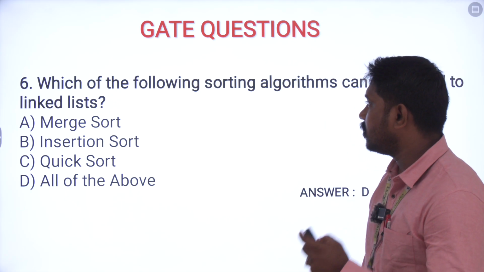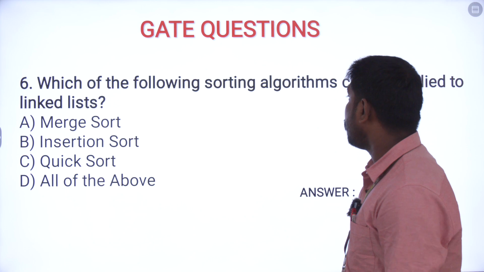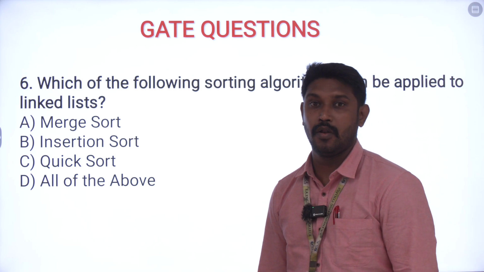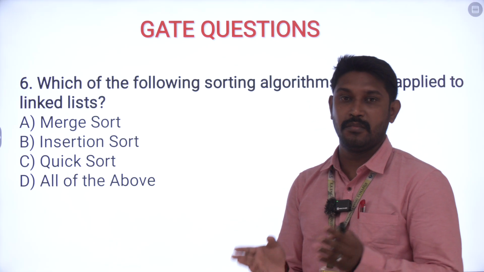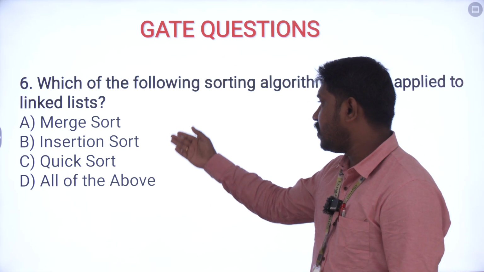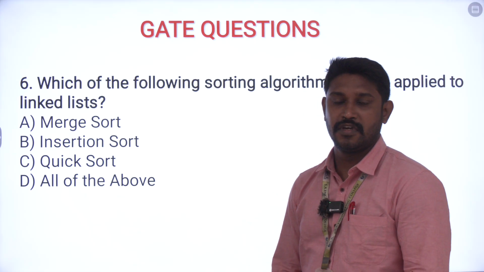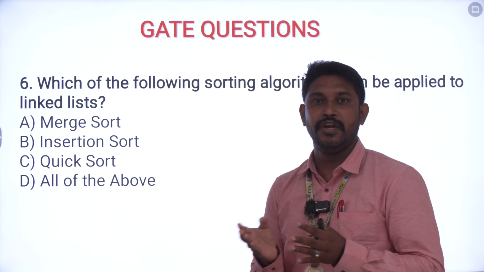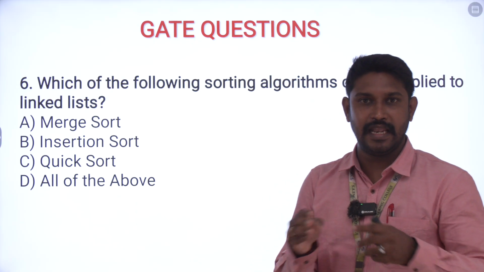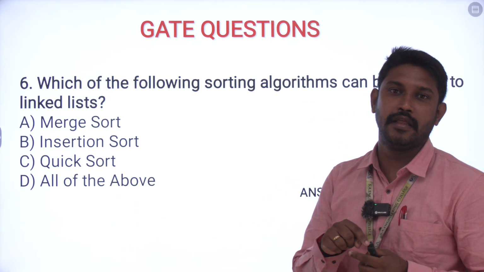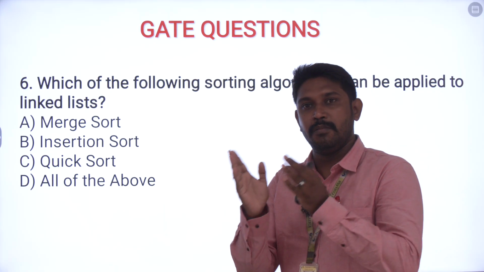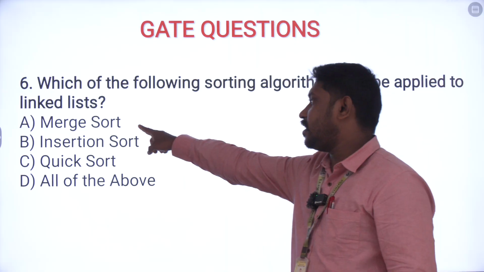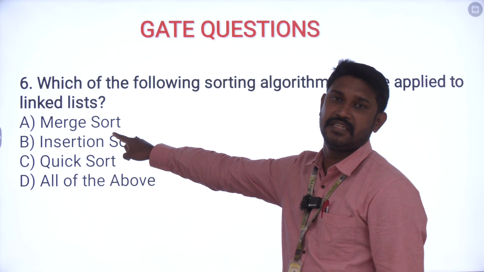So the sixth question: which of the following sorting algorithms can be applied to a linked list? Sorting algorithms we all know. We are going to sort in ascending and descending order. First we go with merge sort. How does merge sort work? It uses the divide and conquer method. First you divide the input elements down to single elements, and then you arrange them in ascending order. So the values will be moved forward as well as backward. This merge sort is one of the main applications in a doubly linked list.